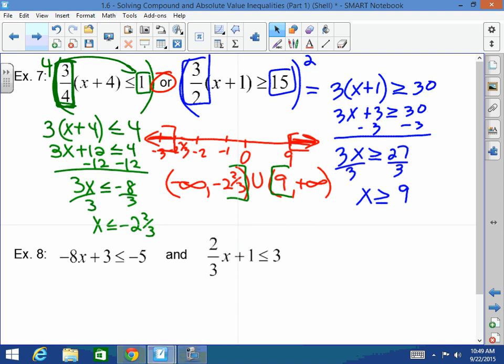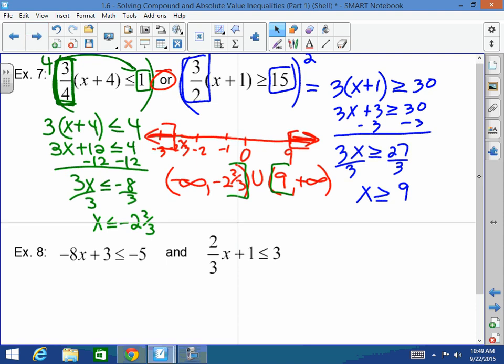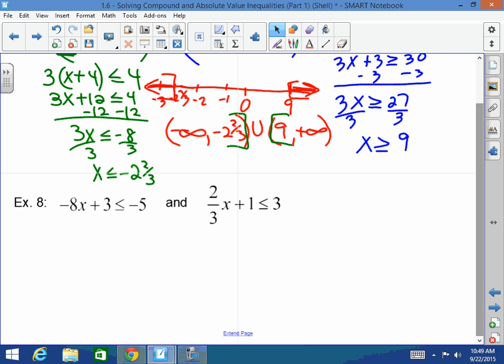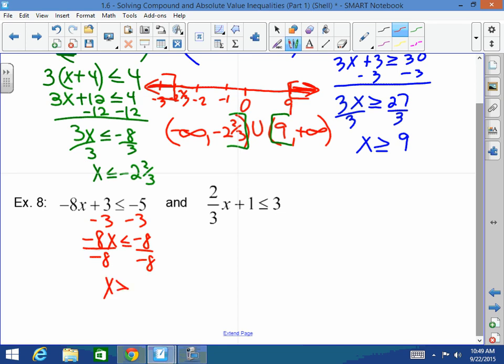Now, for example 8, it says and. So is this going to have two sides, or is it going to be an intersection? It's going to be an intersection. Sometimes you have it as a compound inequality. Sometimes you have it as separate inequalities like this. So I'm going to subtract 3 from both sides. Negative 8x is less than or equal to negative 8. Divide by negative 8. x is greater than or equal to 1. I flip the sign because I divided by a negative.